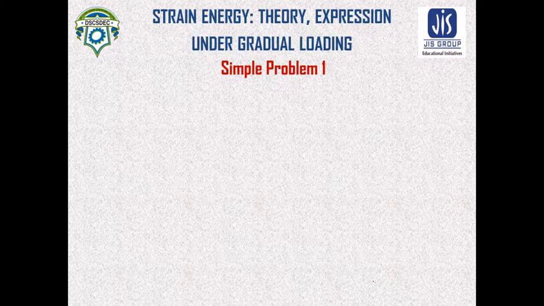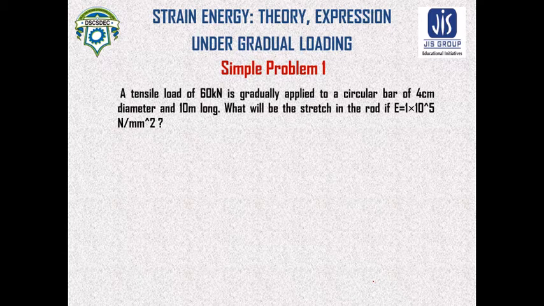See, the question says a tensile load of 60 kilonewton is gradually applied to a circular bar of 4 centimeter diameter and 10 meter long. What will be the stretch in the rod? If E is equal to 1 into 10 to the power 5 Newton per millimeter square? So now we will see the solution.